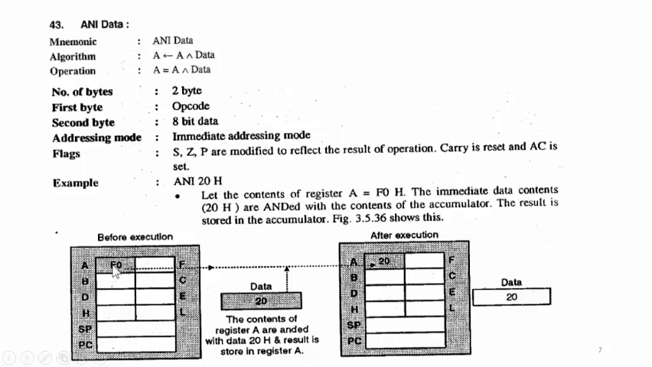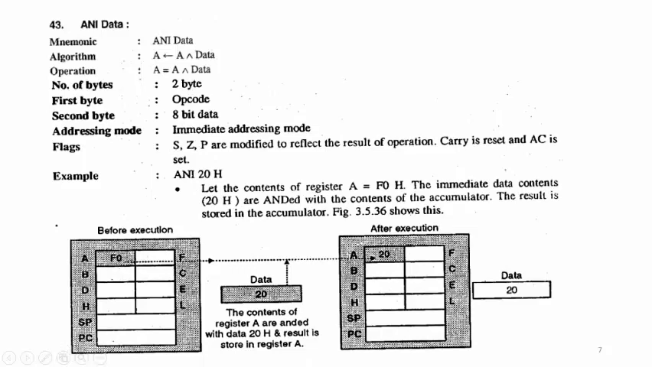For example, suppose ANI 20 hex. Once again, suppose before execution in the accumulator we have F0 hex, and suppose the ANI 20 hex instruction is executed. At that time accumulator content F0 is ANDed with 8-bit immediate data 20 hex. So after the execution in the accumulator you will get 20 hex. In this way the accumulator content gets modified with the new result, that is the logical ANDing result.